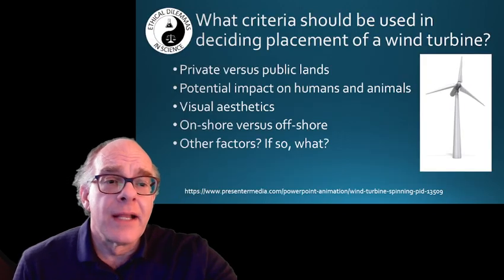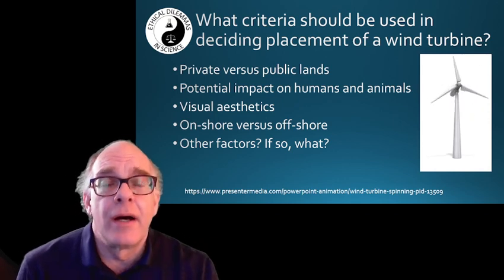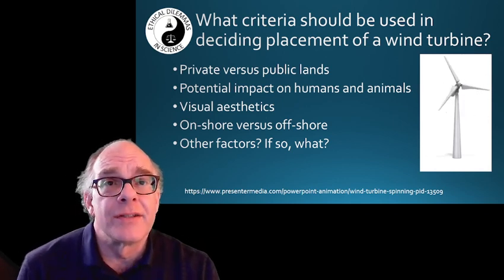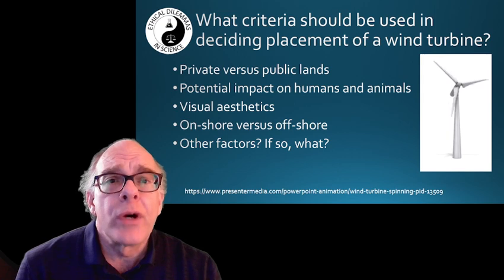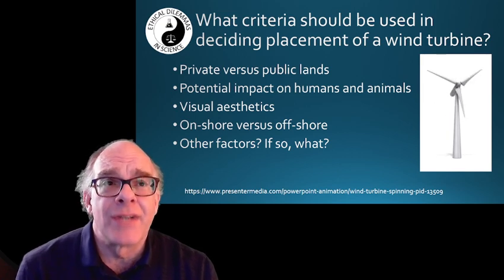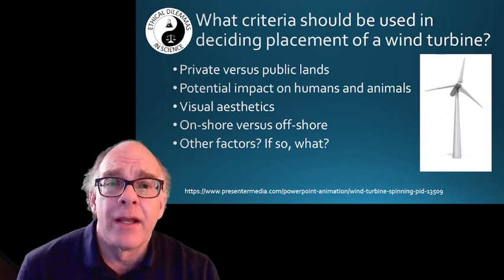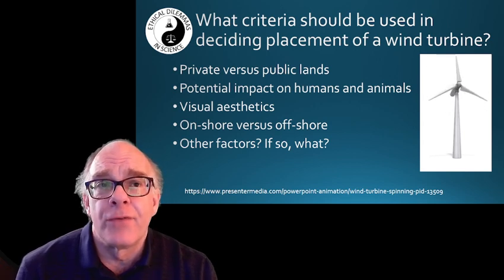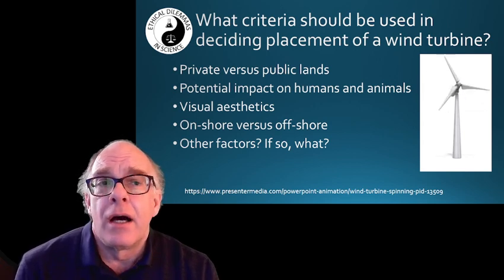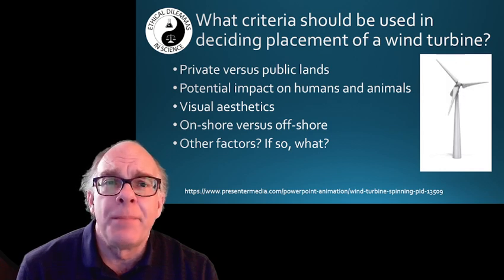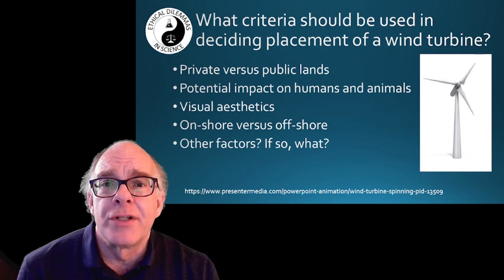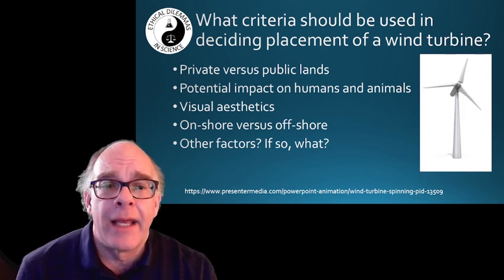If we take a look at this, it gives rise to the question for today, this ethical dilemma in science question. What criteria should be used in deciding the placement of a wind turbine? Does it matter if we're taking a look at putting this on private versus public lands? How much of an impact should be considered on the placement in relationship to humans and animals?